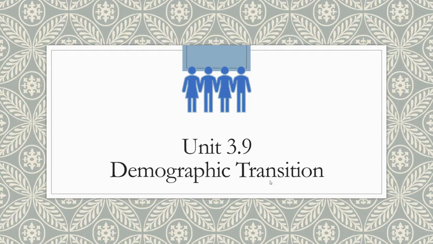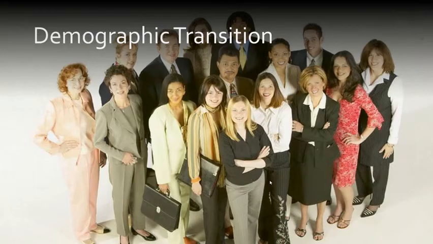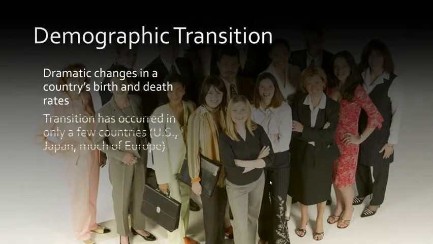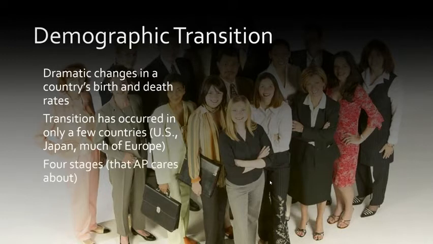This is Unit 3.9, the demographic transition. So demographic transition describes dramatic changes in countries' birth rate and death rates. Transition overall has occurred in only a few countries, the US, Japan, much of Europe. And for our class, there are four stages to the demographic transition that the AP really cares about.